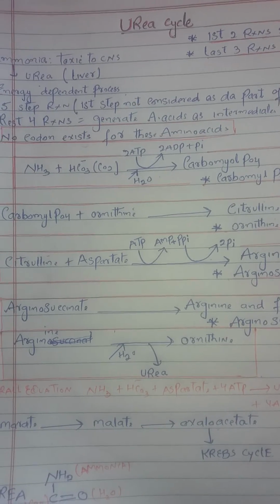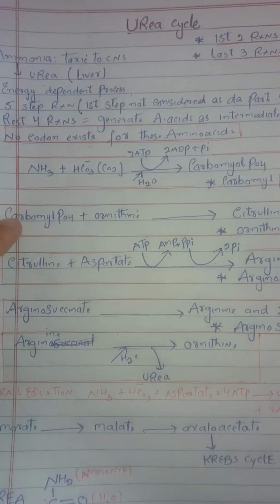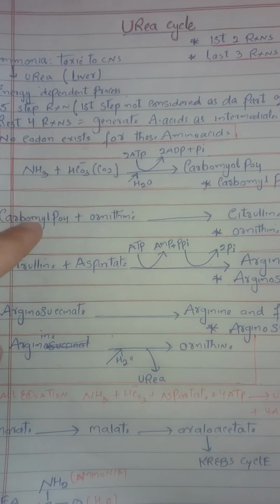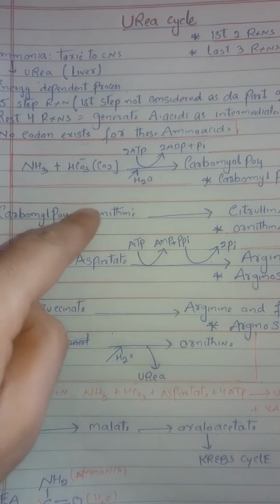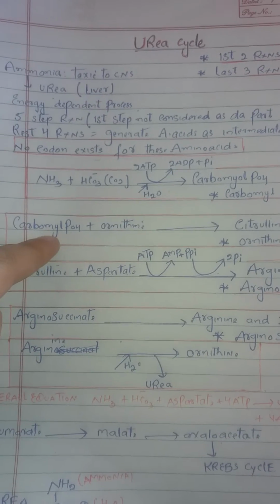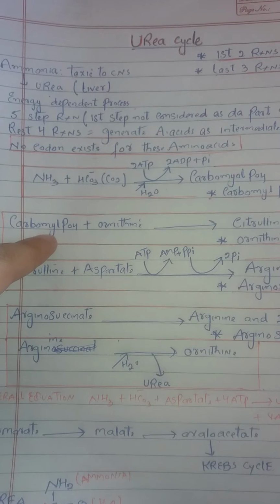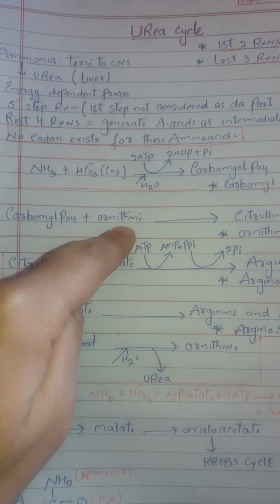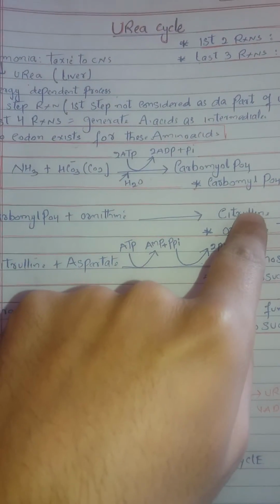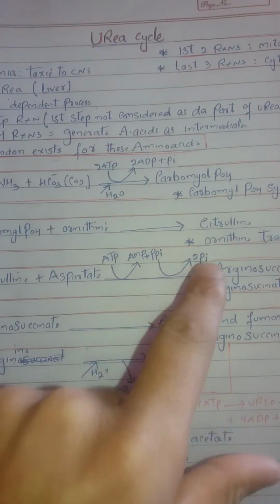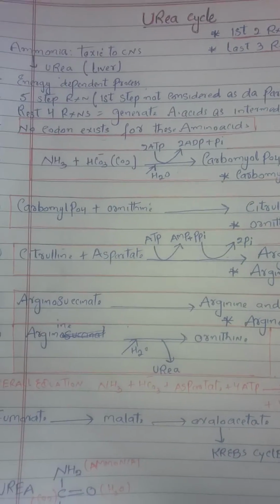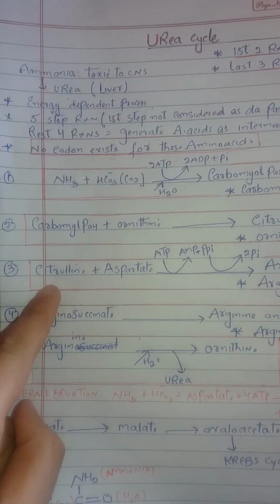Remember what actually is done. The carbonyl group is taken from the carbamyl phosphate and is added to the ornithine. Once again I am repeating it, the carbonyl group from carbamyl phosphate is shifted onto the ornithine. In the process, phosphate is kicked out. We form citrulline. So this is the product of the second reaction. Now this citrulline goes into the third reaction.